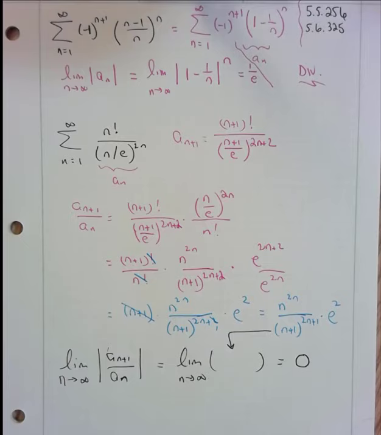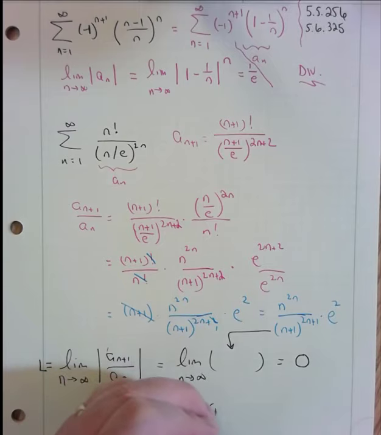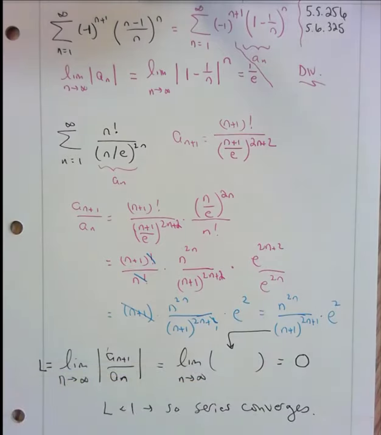And so by the ratio test, let's say if I name this L, which happens in the ratio test, we have L less than 1, and so the series converges. And there, how about that? I almost wrote a complete sentence.